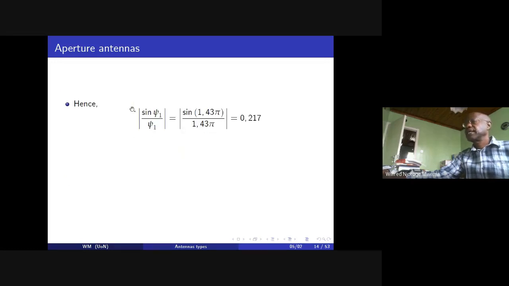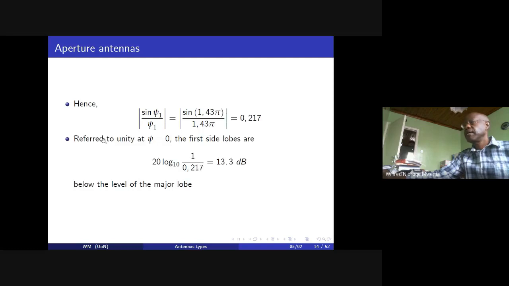So hence, we can get that sine psi 1 by psi 1 is equal to about 0.217. So when we refer this to unity at psi equal to 0, then the first side lobes will be 20 log base 10 of 1 by 0.217, or 13.3 dB below the level of the major lobe.